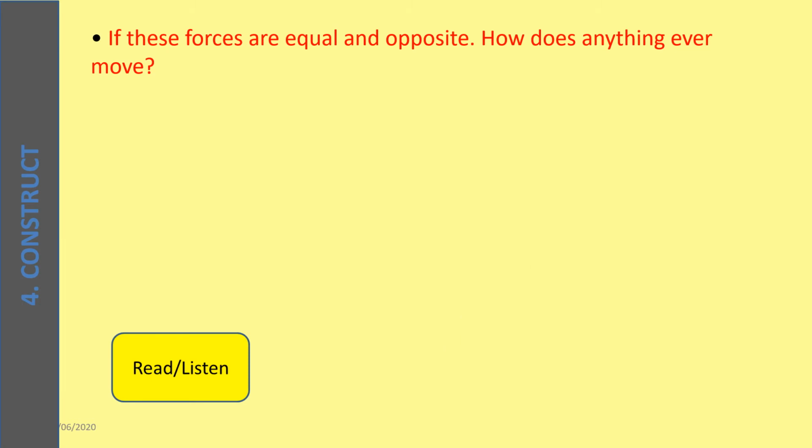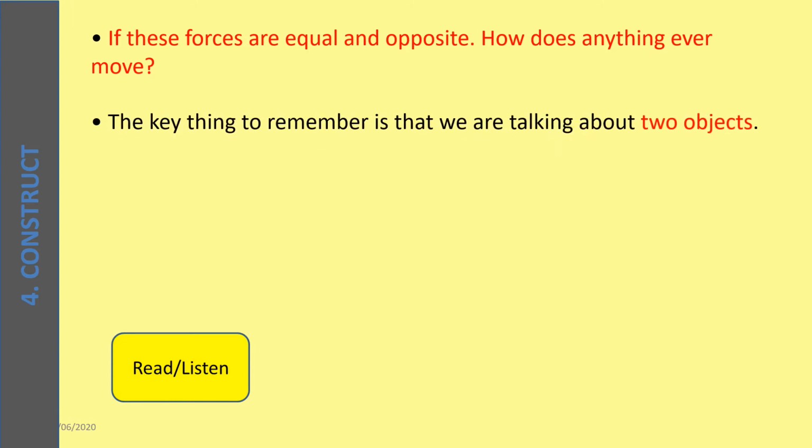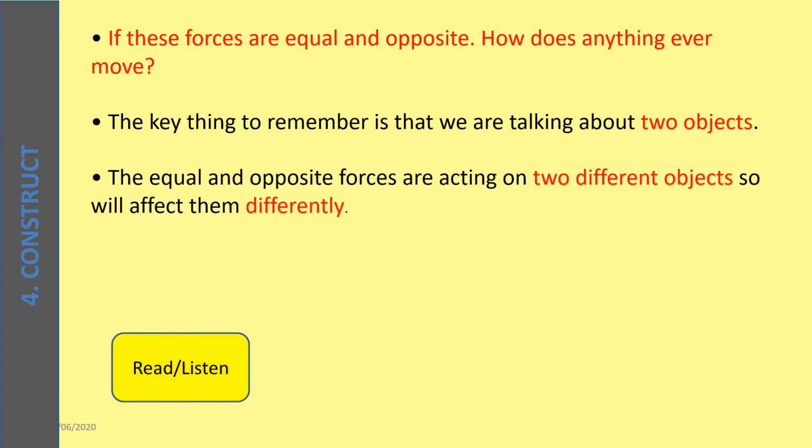Now, students often get confused with this idea of Newton's third law, and this is what causes the confusion. If all of these forces are equal and opposite, how does anything ever move? Surely, if you've got a force acting in one direction and a force acting in the other direction, the object's going to be at equilibrium. And the key to understanding it is to remember that we're talking about two objects. The equal and opposite forces are acting on two different objects, so it will affect them differently.